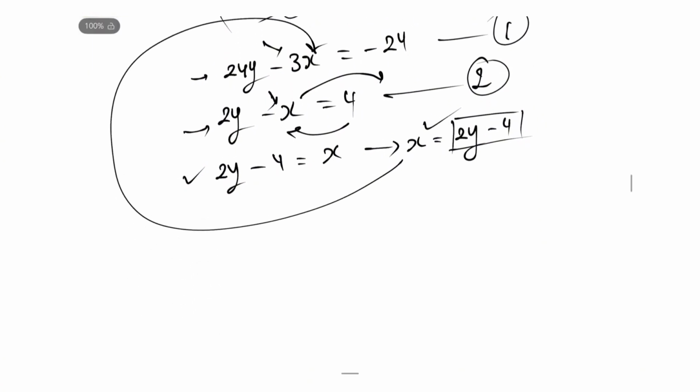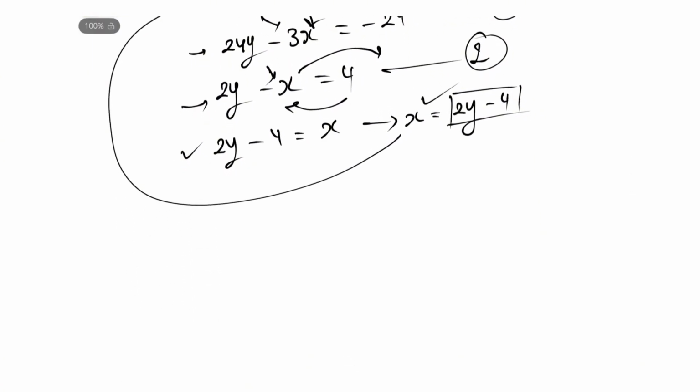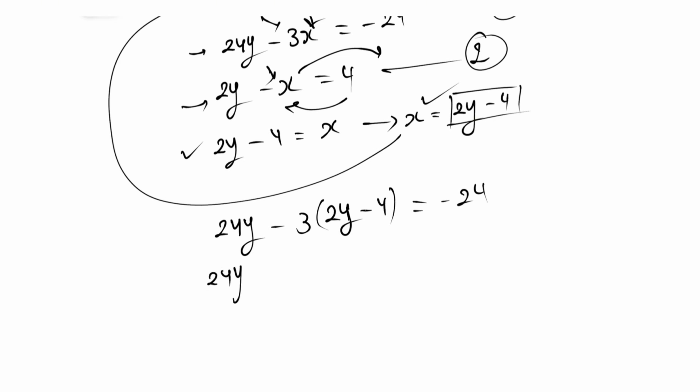So let's continue solving. So it will be what? 24y minus 3, what is the value of x? 2y minus 4 equal minus 24. Okay? Now, simplify, since you have one variable, it will be easy for you. So we have 24y minus 3 multiply 2, minus 6y, minus 3 multiply minus 4, plus 12 equal minus 24. Now, it's easy for you to continue the solution.